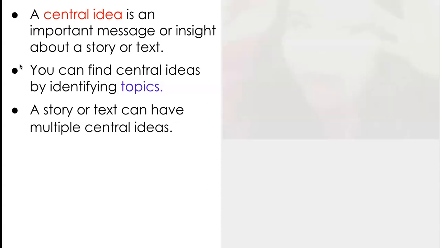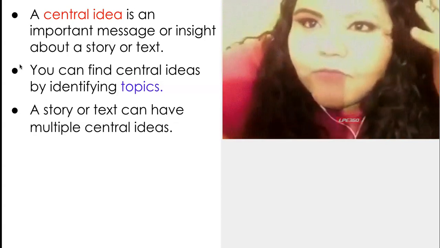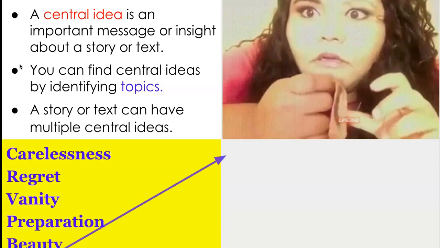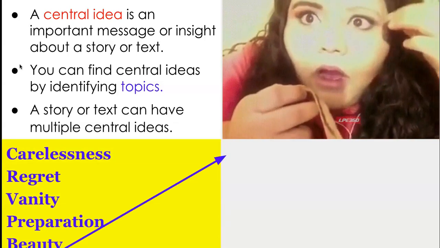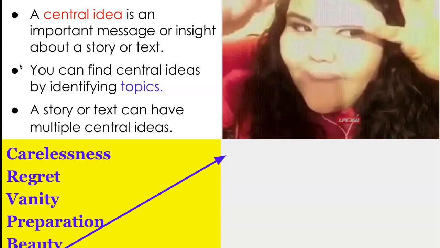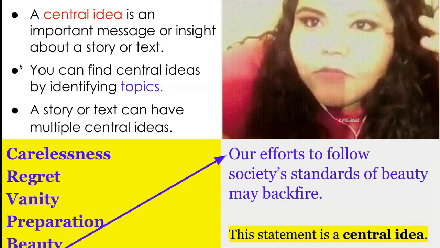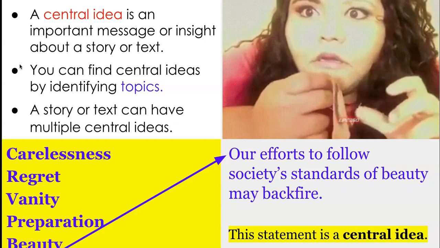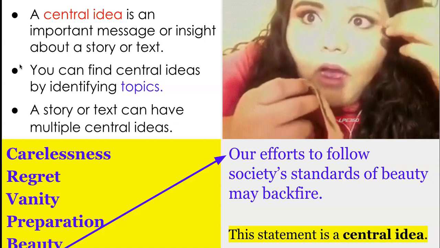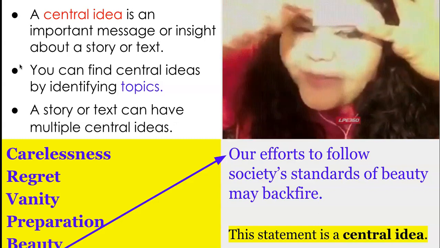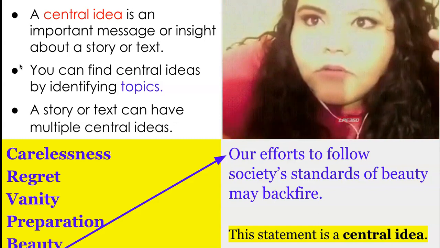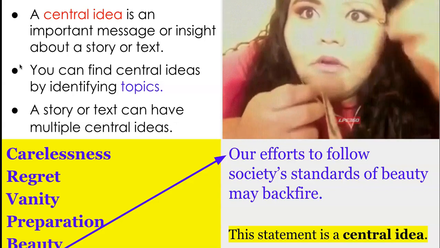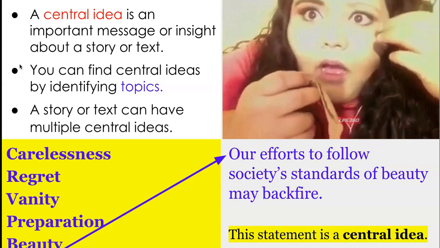So if we look at the example of the girl again, and these are our topics. Say I take the topic of beauty. A central idea based on the topic of beauty is our efforts to follow society's standards of beauty may backfire. This statement is a central idea, and you'll notice that it's a sentence or a statement. It's not just 1 word or 2 words, and it's based on that topic of beauty. It's basically what is this GIF trying to say about beauty.